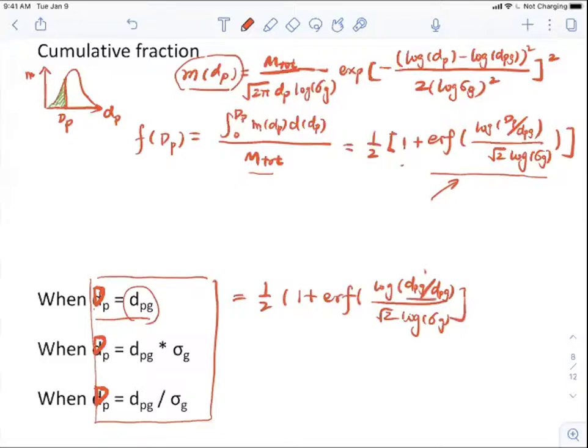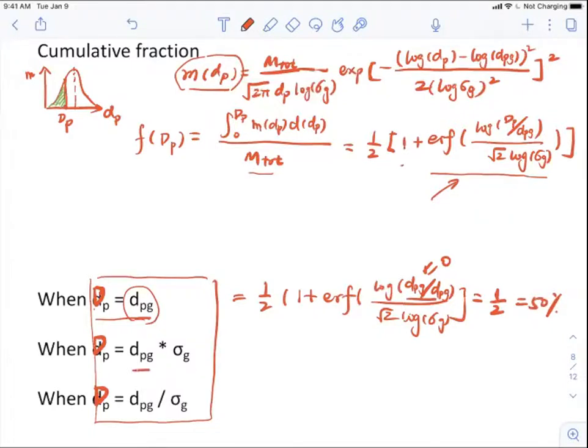So this term is just 1, right? Log of 1 is equal to 0. So actually, the error function of 0 is also 0. So this is just going to be 1/2, which is 50%. So this means that if we have the particle size that's equal to the mean size, I say the geometric mean, at this point, the cumulative mass fraction is always 50%.